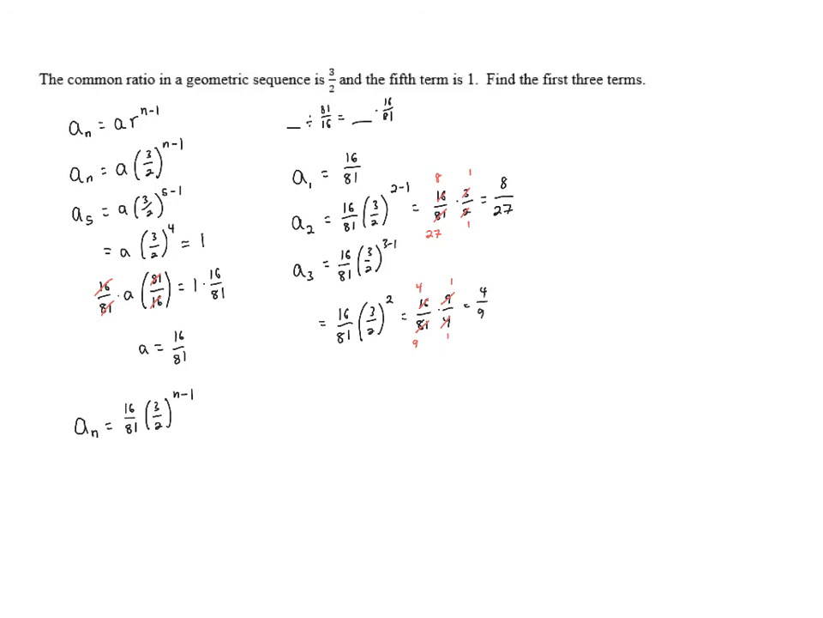So the first three terms here are going to be 16/81, 8/27, and 4/9. And that is our final answer.